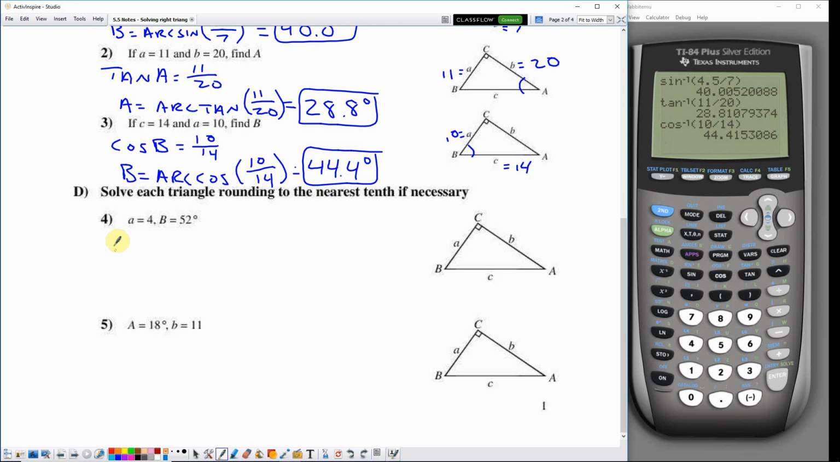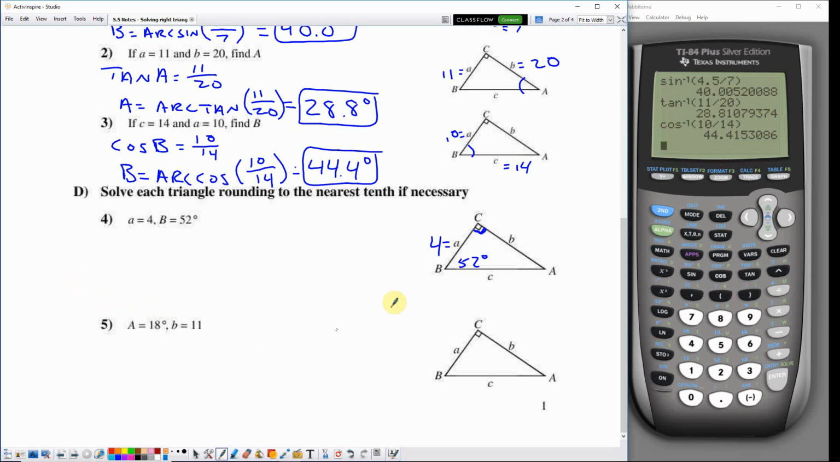Number 4 and 5, solve each triangle, rounding to the nearest tenth if necessary. Solving a triangle means, in the end, we need to know all 3 angle measures and all 3 side lengths. We're given here that C is 90, so I don't have to worry about angle C. B is 52 degrees, and side A is 4. So let's find side B and C, and then we'll do the missing angle.